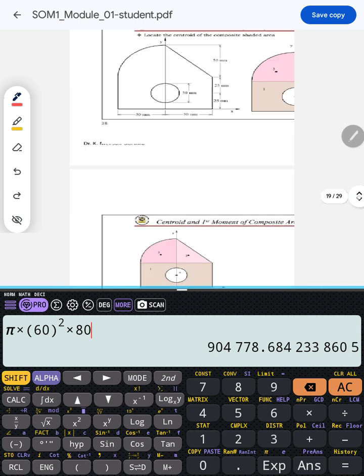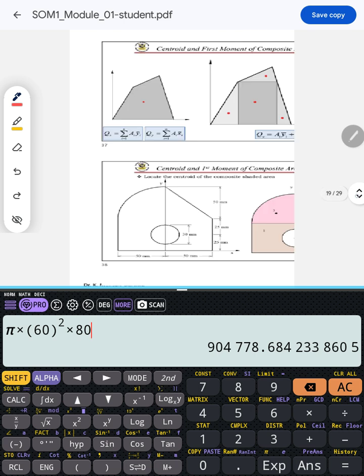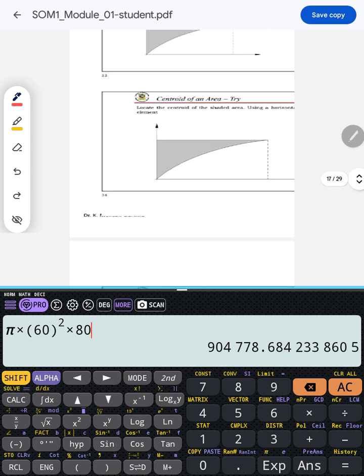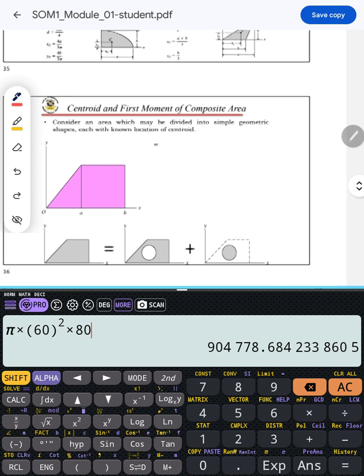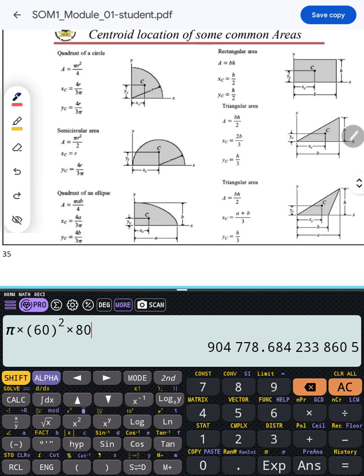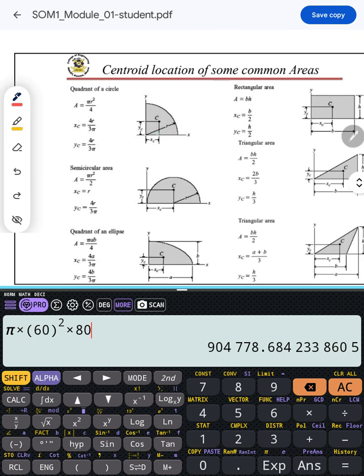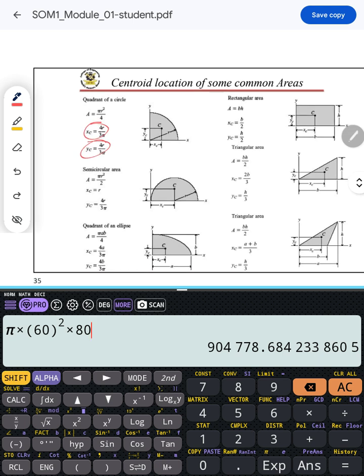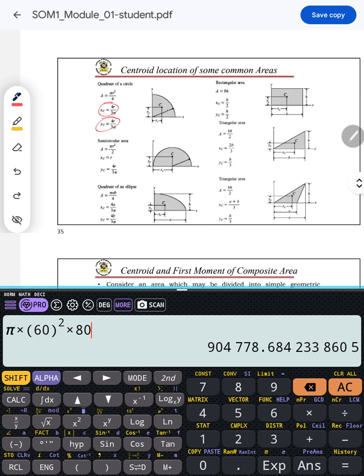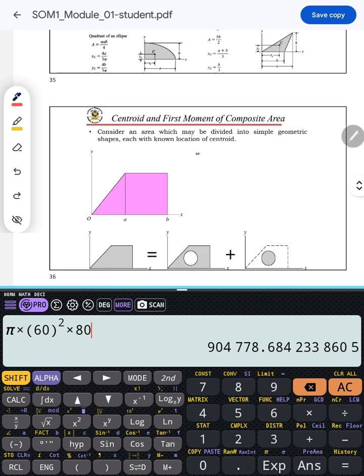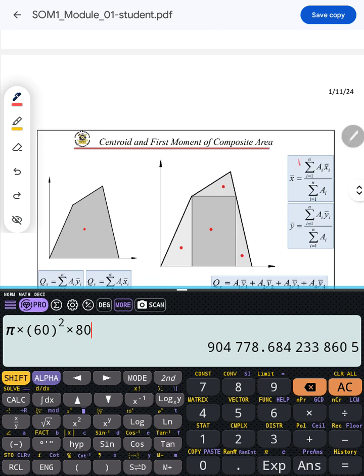So that's a quadrant, right? A quarter of a circle. Looking at this here, what it says is that in order to get to the center of a quadrant, this is the formula for the x coordinate and for the y coordinate, right? So let's write it down. That's 4r over 3 pi, right? So let's see.